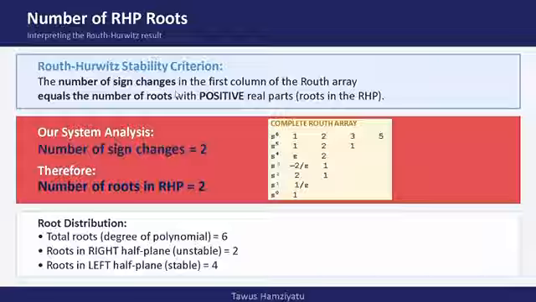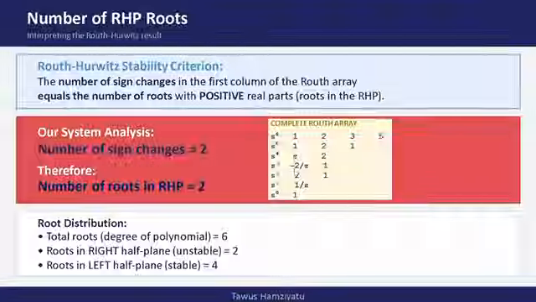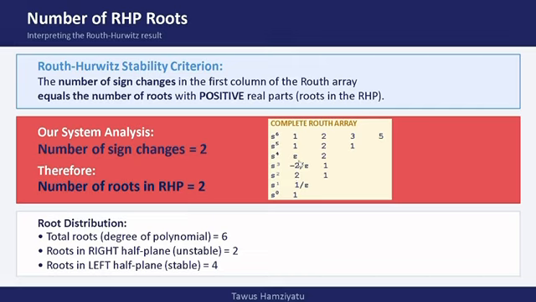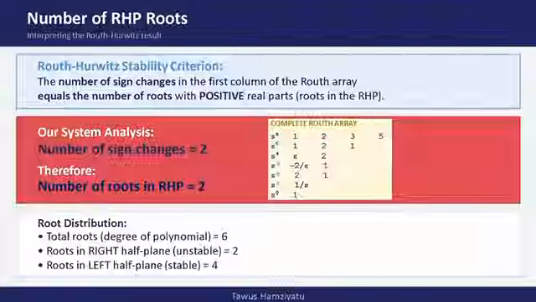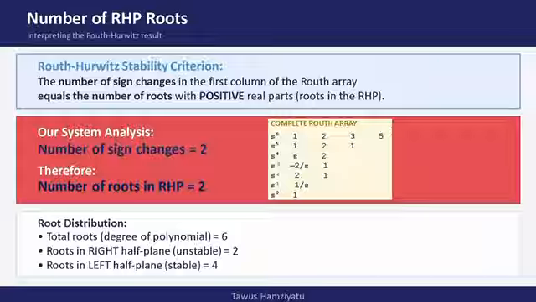We found 2 sign changes in our result, from positive to negative and negative to positive, as shown here in the Routh array. Therefore, our characteristic equation has exactly 2 roots in the right half plane, making 2 of the roots unstable. Let's put this in perspective. Since our characteristic equation is of the 6th order, as you can see here, s to the degree of 6, and we know that these 2 roots are in the right half plane, the remaining 4 roots will be in the left half plane, making them stable.